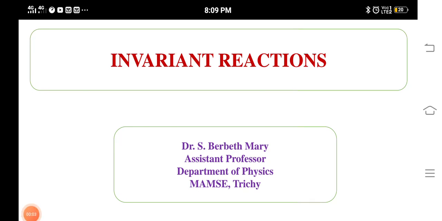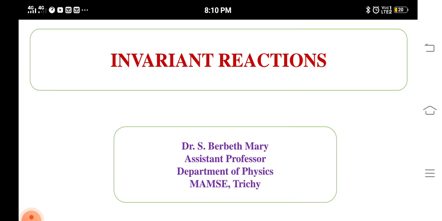Good morning to all. The topic which we are going to discuss is invariant reactions. In case of phase diagrams, we have different reactions like invariant reactions, univariant reactions, and bivariant reactions. If the degrees of freedom is 2, then we can say that it is bivariant. If the degrees of freedom is 1, then we can say univariant. If the degrees of freedom is 0, then we can say that it is an invariant reaction.